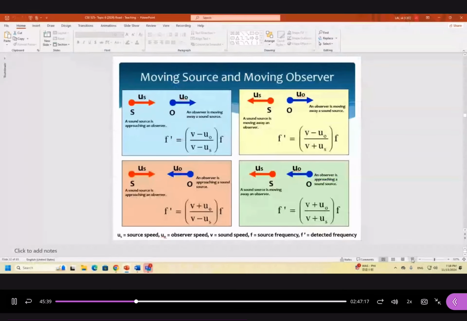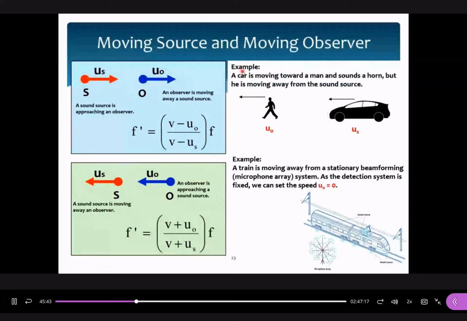Okay, like this one. Example number one. We have a car moving towards a man, and the siren is on. The car is the sound source, because the car generates the sound effect. We define this as the source, and this one is the observer. We can hear the sound effects, so we consider this man an observer.